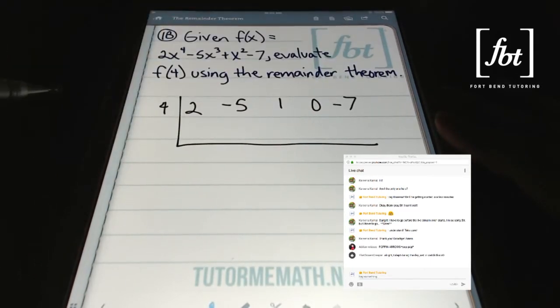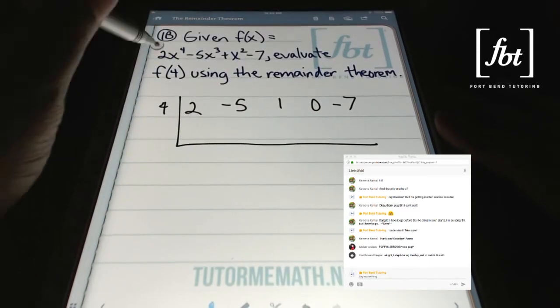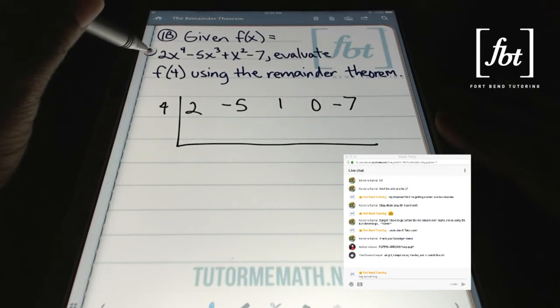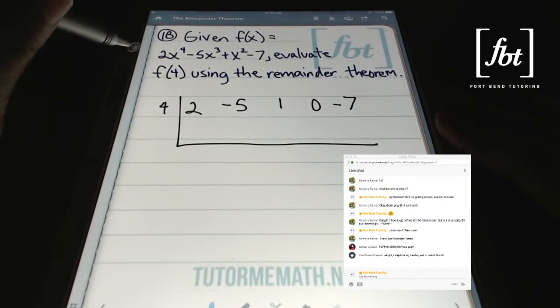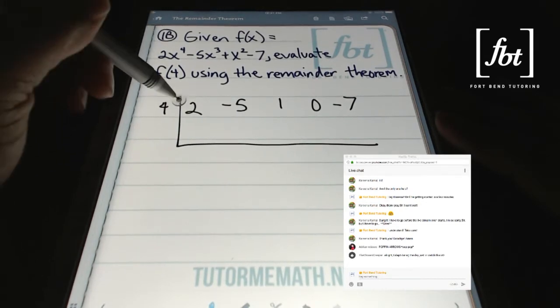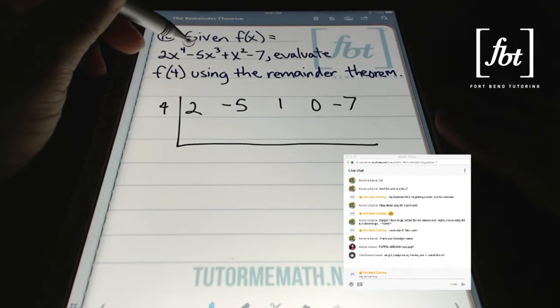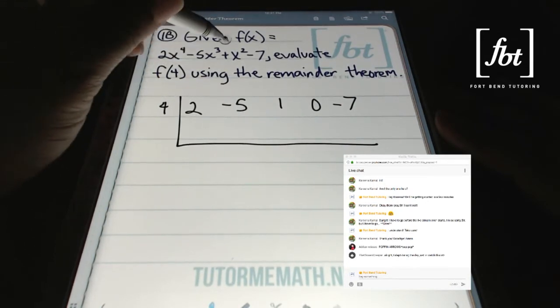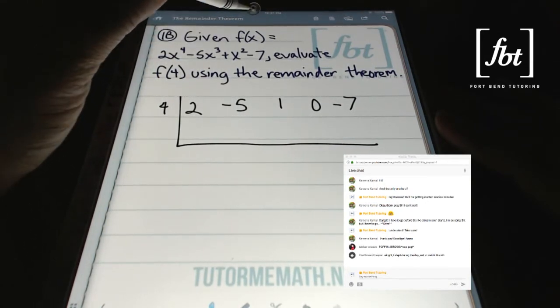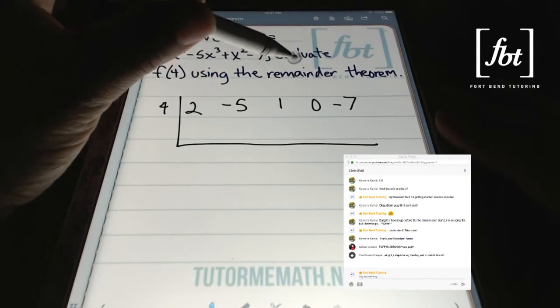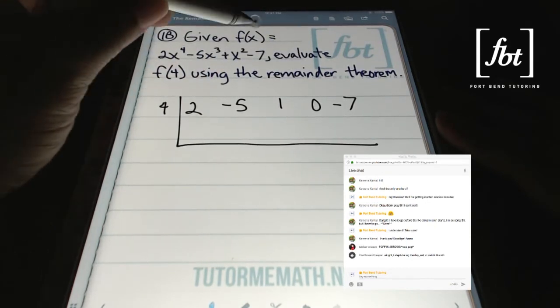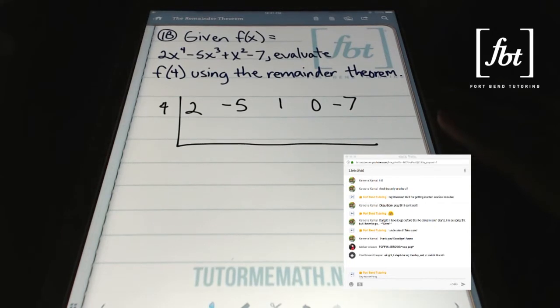Now, why do we have a 0 in there? Because if you look at your original function, you need to represent every single term's coefficient, including the missing terms. So that means that I have 2 for that x to the 4th power term. I have negative 5 for the x to the 3rd power term. I have 1 for the x squared term, and I have 0 for the x to the 1st power term. And then, of course, my constant, negative 7, aka that x to the 0 power term there.